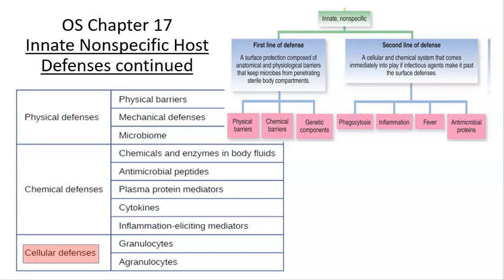So in this third part, we're going to continue on looking at the non-specific host defenses here, and we're going to focus in on the cellular defenses that are built into us from before we're actually born. In our third part to this lecture on the non-specific innate host defenses of your immune system, we're going to take a look at the cellular defenses that are out there.